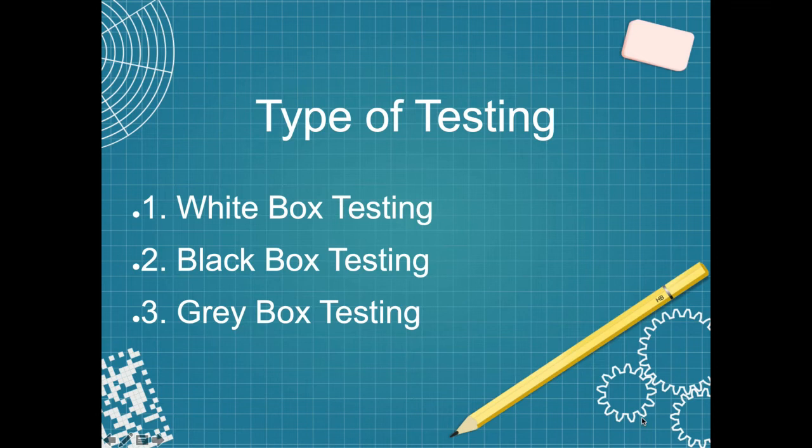So what are the different types of testing? Generally this is a broad category: white box testing, black box testing, and gray box testing. In the real world, there will be only two types of testing: white box and black box. The gray box is just for definition.